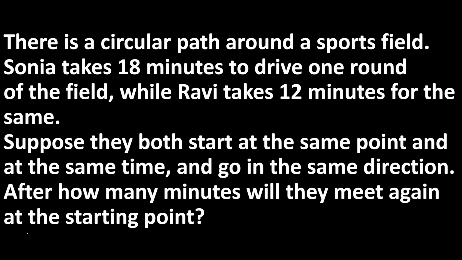Question number 7 of exercise 1.2. Let's look at the question. There is a circular path around a sports field. Sonia takes 18 minutes to drive one round of the field. So Sonia is taking 18 minutes to complete one round, while Ravi takes 12 minutes for the same, which means Ravi is taking 12 minutes to complete the same round.